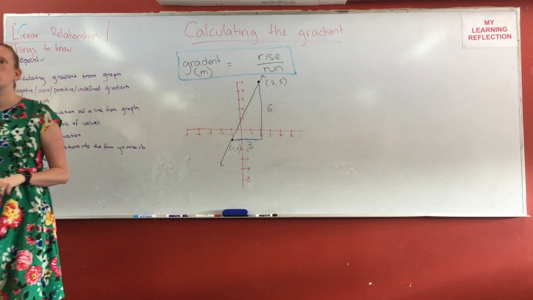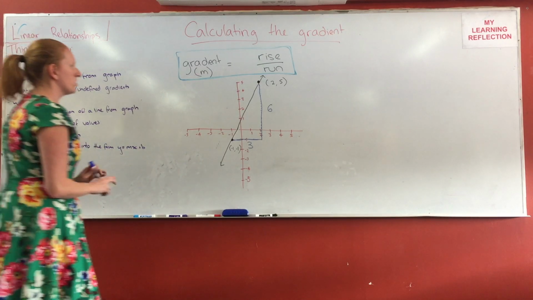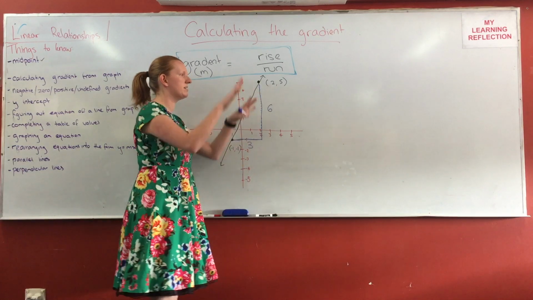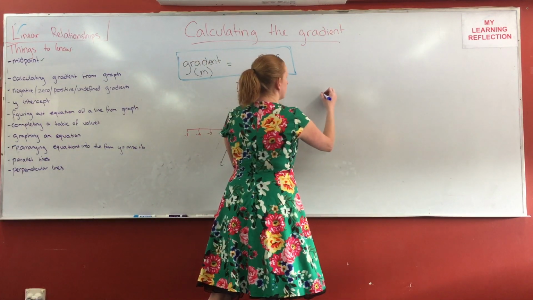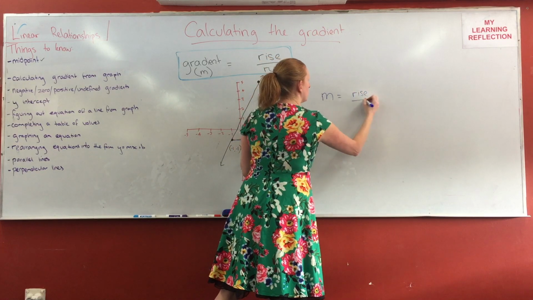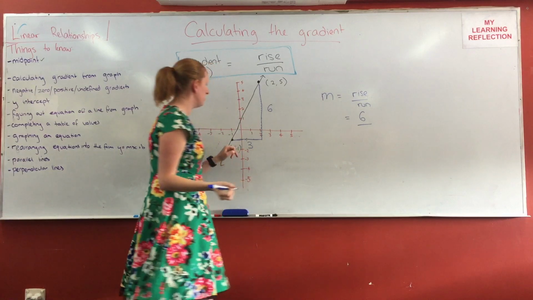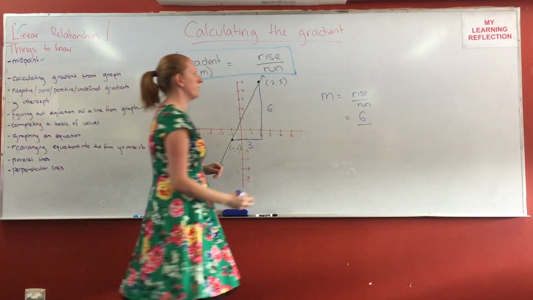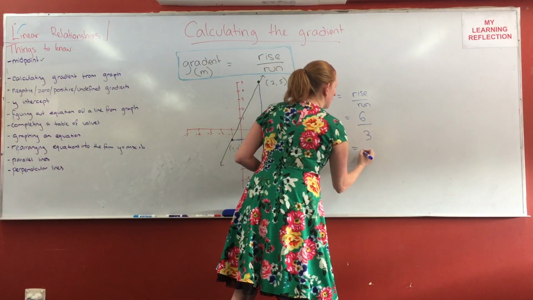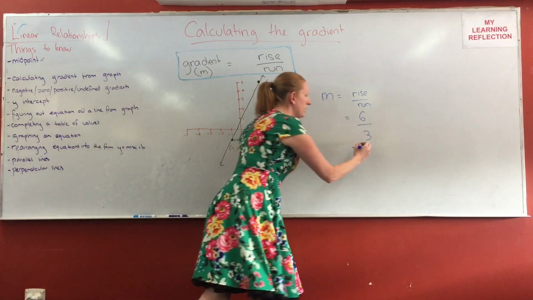Now, which is my rise? Yeah, the one that's going up. Great, because rise is like, it's rising up. So my rise, M for gradient, so rise over my run. My rise is 6, and my run is 3. Cool. That's why I said rise over run. How many 3s go into 6? 2. Cool, so my gradient is 2.